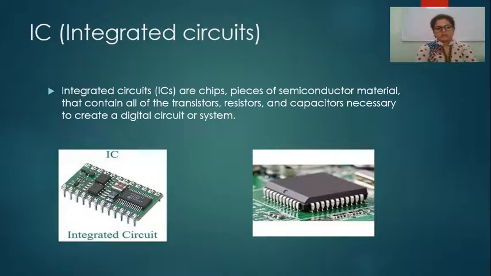So let's study what an IC is. The full form is integrated circuits. Integrated circuits are chips, pieces of semiconductor material, that contain all of the transistors, resistors and capacitors necessary to create a digital circuit or a system. Basically, this chip is made of semiconductor material, and upon the semiconductor material, different components are used such as transistors, resistors and capacitors. We have already studied transistors, resistors and capacitors in this unit. With these, they can comprise an IC.